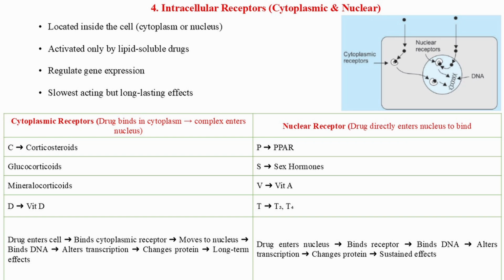Alright, now we are going deeper inside the cell, into the cytoplasm and even the nucleus itself. Here is the deal. These receptors are not chilling on the cell surface. Nope, they are hidden inside, and they are only activated by lipid-soluble drugs that can sneak right through the cell membranes. And what's their mission? They regulate gene expression, flipping genes on or off, like controlling the master blueprint of the cell. Now, fair warning, these signals are the slowest to start, but when they kick in, their effects are powerful and long-lasting, like setting up a whole new operating system inside the cell.